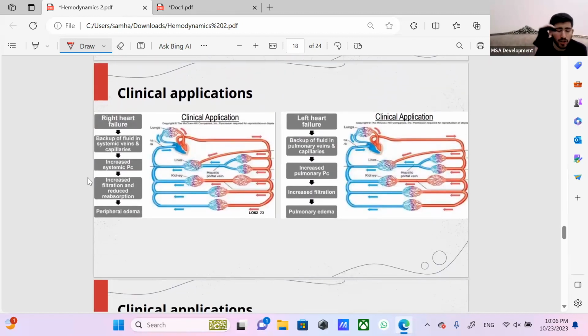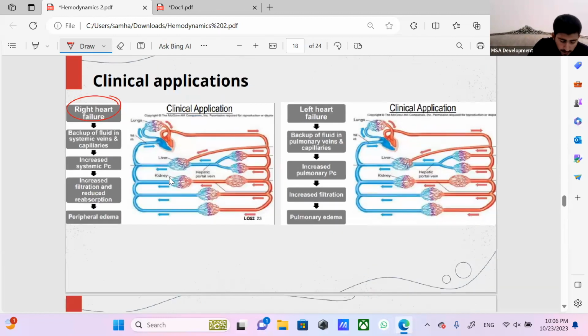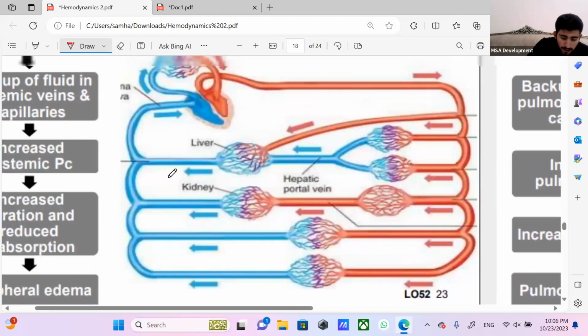Final thing, I promise, it's just clinical application. It's literally nothing new, just how to apply all this info to diseases. And I will go through it briefly. It's very, very easy, okay? First disease we have is right heart failure. Okay, let me zoom in. So we have right heart failure.